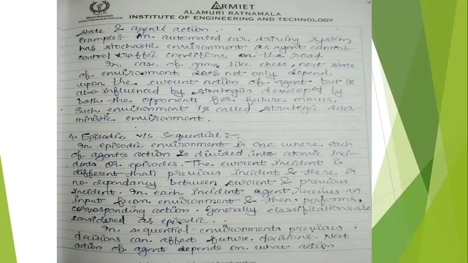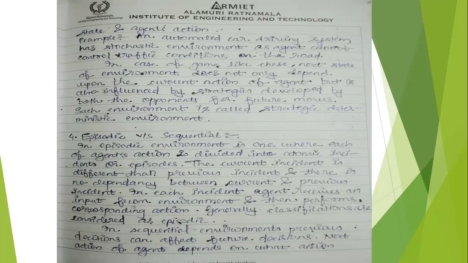The second environment is called a strategic deterministic environment. For example, in the chess game, the moves are based on planning to win the game. What plan they are going to make to win the game. So that is a strategic deterministic environment. The next move will not necessarily depend on the previous action. The next move will depend on the strategy which is applied to win the game.